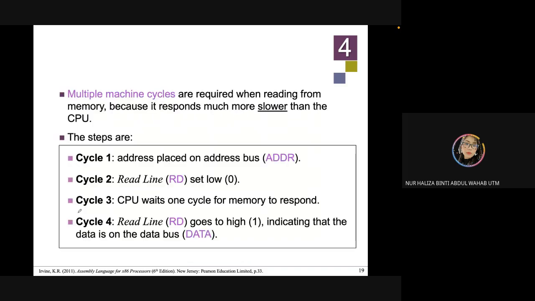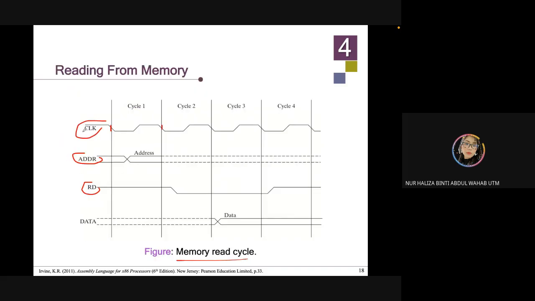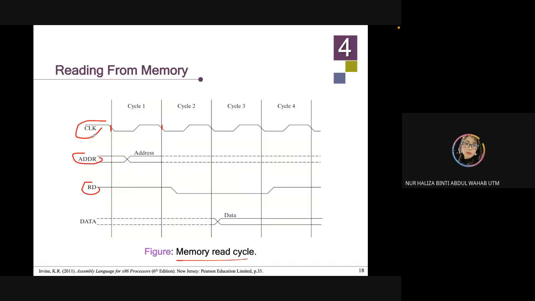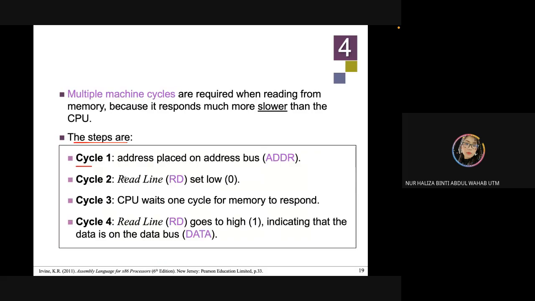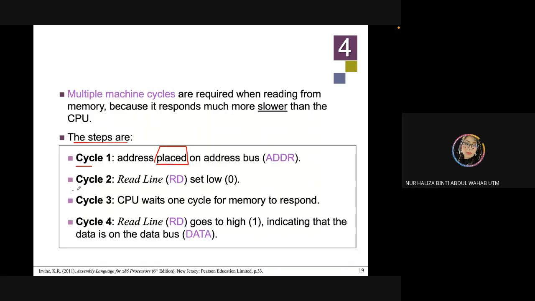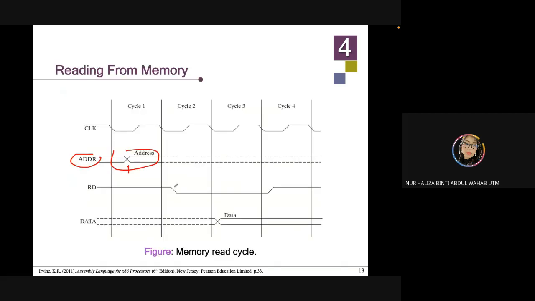Let's see the steps here, which are colored in this picture. You have cycle 1, which is your address bus ADDR. You can see here. And then you're going to place it on your address. That's why at the beginning, you're going to have triggers in your address here. In the second cycle, you get the read line RD, which is going to be set to 0 there.